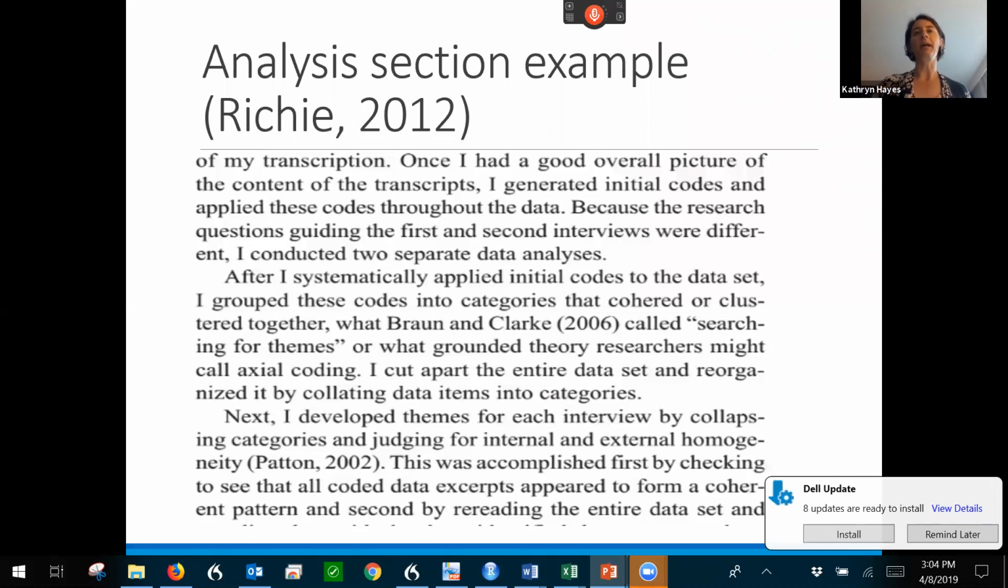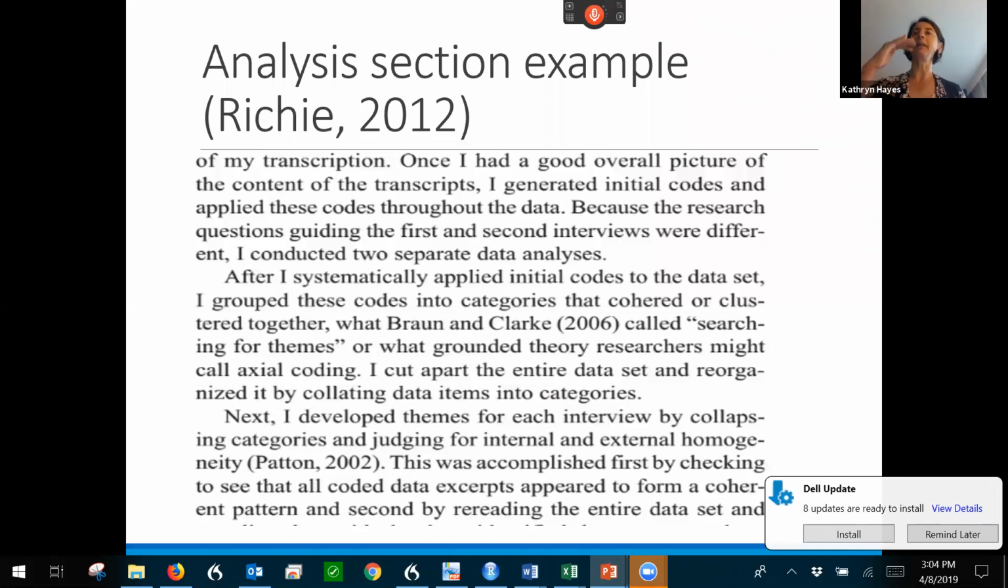After I systematically applied initial codes to the data set, I grouped these codes into categories that cohered or clustered together, and note the citation, what Braun and Clarke called searching for themes, or what grounded theory researchers might call axial coding. I cut apart the entire data set and reorganized it by collating data items into categories. So this person is now describing how they created categories. Next, I developed themes for each interview by collapsing categories and judging for internal and external homogeneity. In other words, they're making sure that everything in those categories kind of matched.